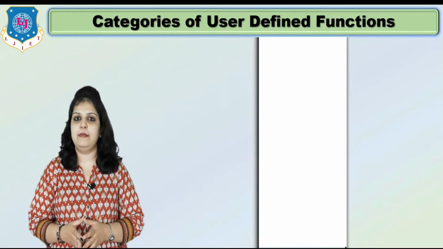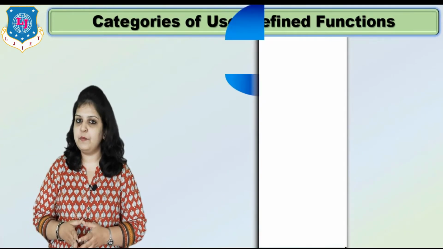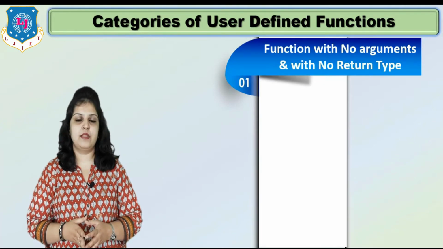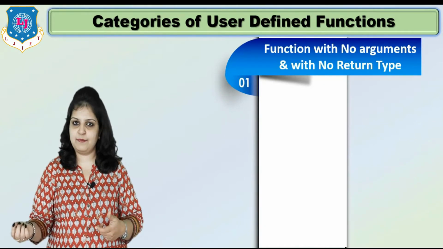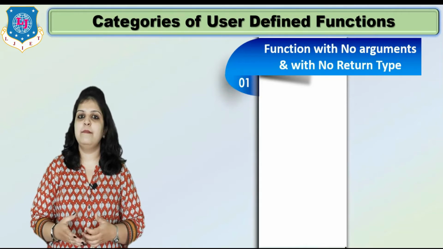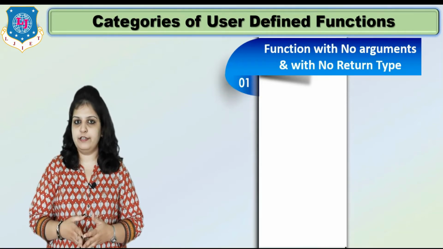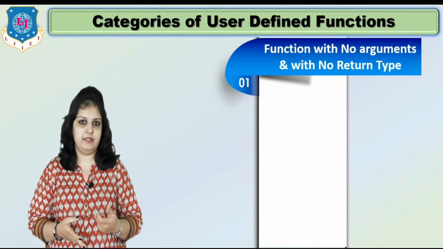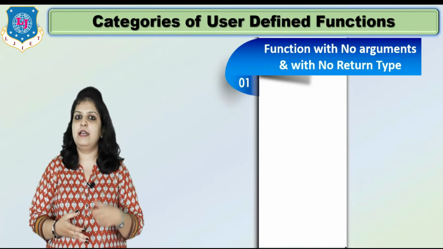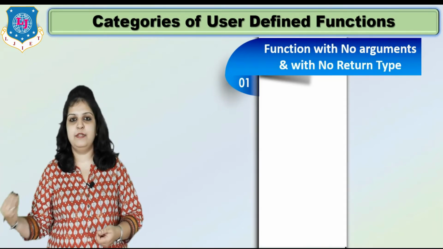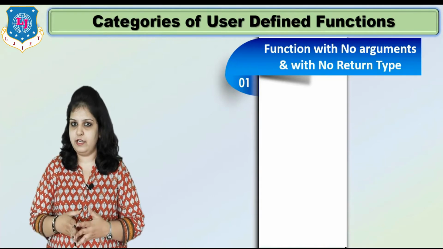First category name is function with no argument and no return type. What is argument? I will explain later. And no return type and with return type you already know. When we write void, that means no return type, and instead of void we can write any of the data type, that is called as a with return type.